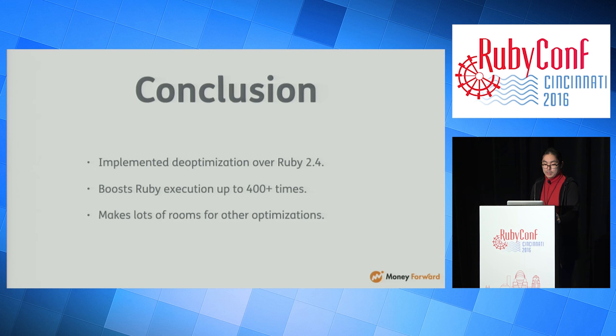Okay, so let's have the conclusion. I implemented what we call the optimization on the CRuby version 2.4. Under some benchmarks I showed you, it boosts execution up to 400 times depending on benchmarks. Also because it is the first very fast attempt of the kind, it makes lots of room for future optimizations.